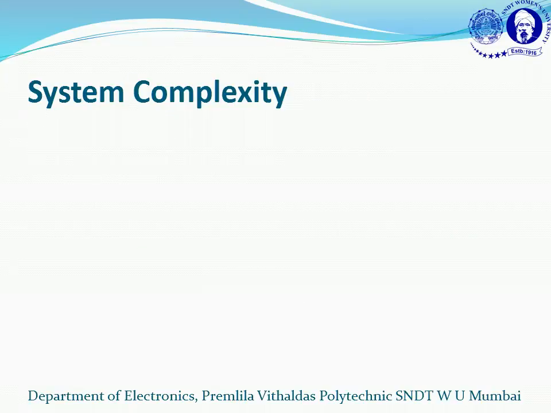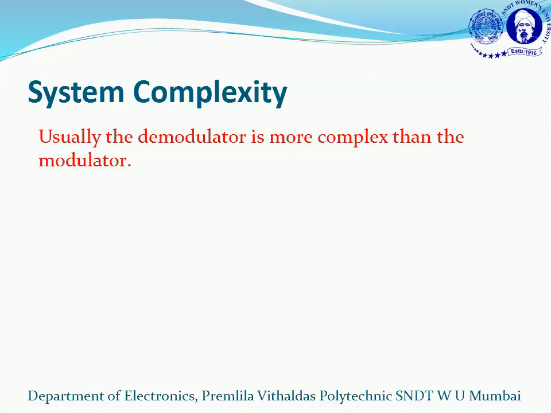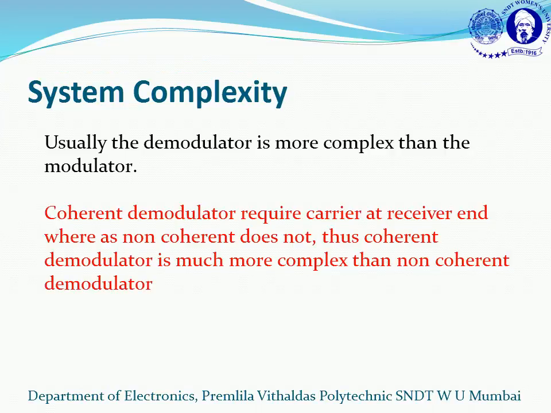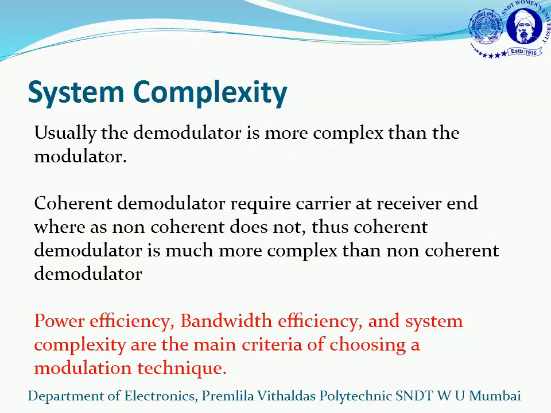The third factor which plays a very important role in the selection procedure of a modulation technique is system complexity. Usually the demodulator is more complex than the modulator. The demodulators can be classified as either coherent demodulators or non-coherent demodulators. Coherent demodulators are those which require the carrier frequency at the receiver side, and hence a carrier oscillator is needed, whereas non-coherent does not require a carrier oscillator. Power efficiency, bandwidth efficiency, and system complexity are the main criteria for choosing a modulation technique.